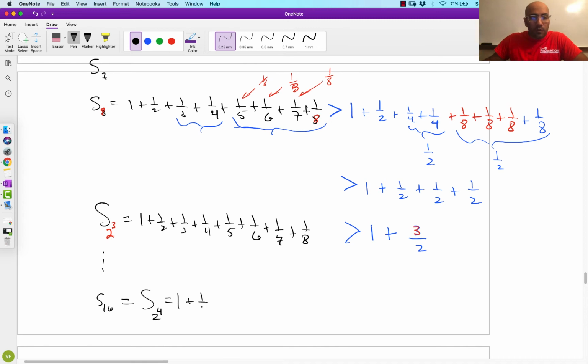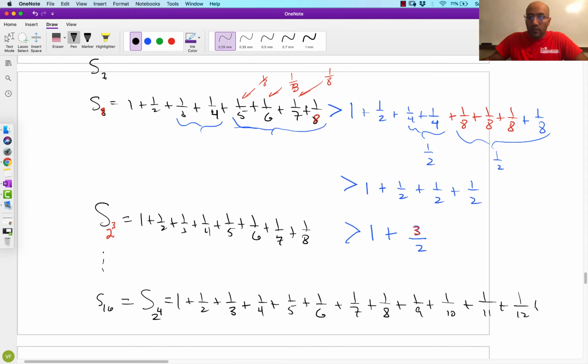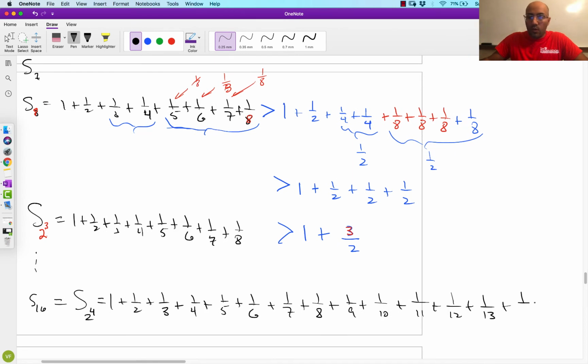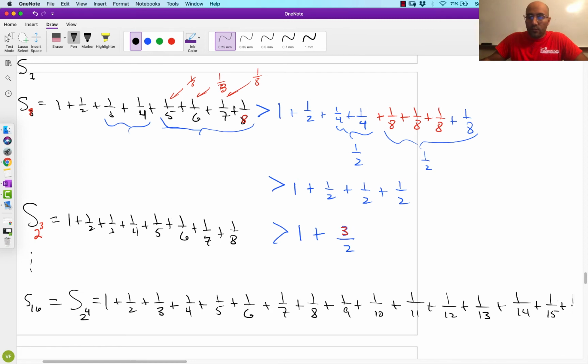1 plus 1/2 plus 1/3, plus 1/4 plus 1/5 plus 1/6 plus 1/7 plus 1/8 plus 1/9 plus 1/10 plus 1 over 11 plus 1 over 12 plus 1 over 13 plus 1 over 14 plus 1 over 15 plus 1 over 16. Ugly. Okay, and then we're going to group them up just like before.